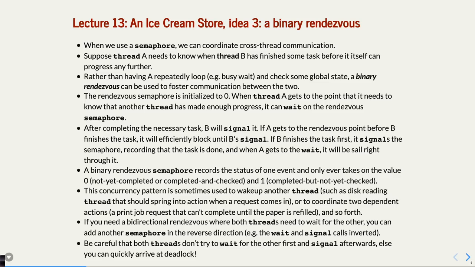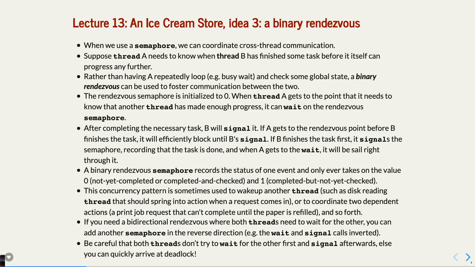All right. A binary rendezvous. This is where, again, you use a semaphore, and this is for inter-thread communication. The example here is a pretty good one. Suppose we had thread A that needs to know when thread B finishes something. For instance, when the manager has to determine whether or not the cone is good or not, the clerk has to wait around for that to happen and has to wait on that other thread to do their thing. What we can do is have this rendezvous semaphore initialized to zero because all we care about is the signaling part.